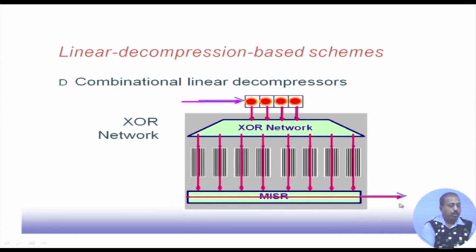So what works finally is the combinational linear decompressor. The XOR network is there, and this XOR network will feed the scan chains, and the scan chain output will be coming. Again the scan-out bits will come to the MISR. The MISR will do the analysis, and then the response will be put onto the output. So this is the combinational linear decompressor. This input is coming here from the ATE, and this XOR network is doing the operation.